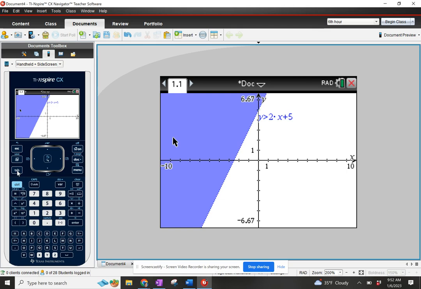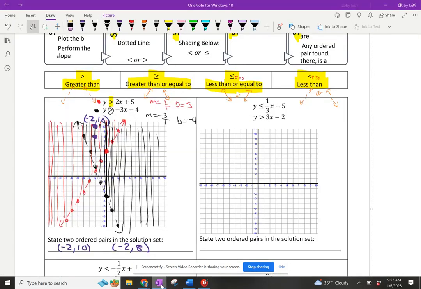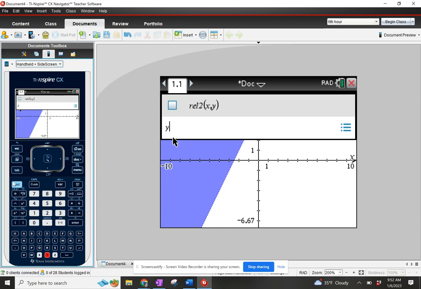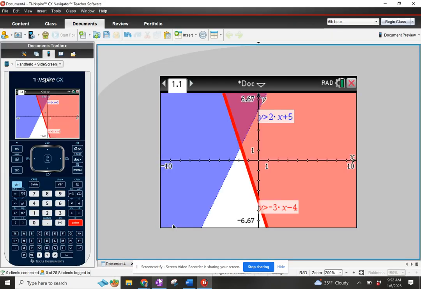Now to show the entry line, hit Tab. Now you have to go to the bottom to hit Y. Now for the second one, it's still greater than. So hit Control equal, and then find that symbol, which we did. And then it is -3x minus 4. So once again, look how misleading that red line is. If you move your cursor, you can in fact see that it is a dotted line.